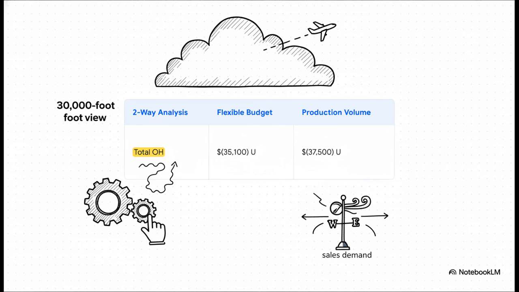And finally, we have the 2-way analysis. This is the 30,000-foot view, the executive summary. It combines everything except the volume variance into one single number called the flexible budget variance, or sometimes the controllable variance. This is powerful because it separates the things that managers can generally control, like spending and efficiency, from the volume variance, which is often driven by huge factors outside their direct control, like overall market demand.